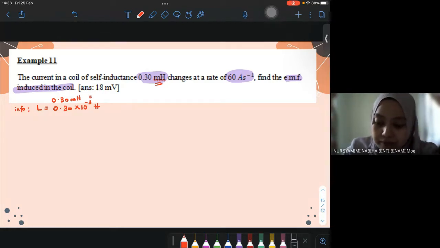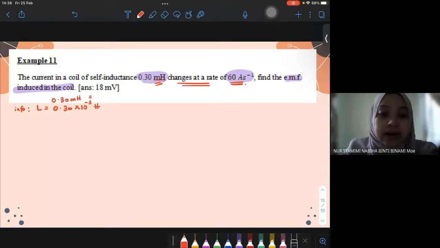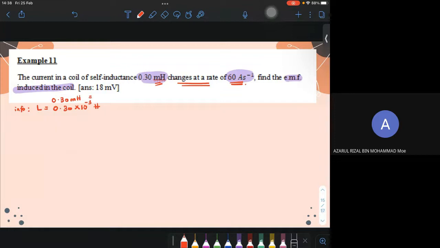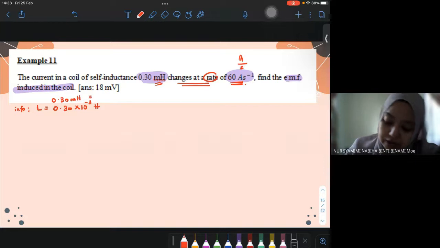Ini nilai apa? Semua nilai apa? Current. Current sahaja ke? Rate apa? Of change of current. Yes, dia ialah rate of change of current. Sebab dia kata rate and you tengok the unit. Current unitnya adalah ampere. Sekarang ampere per second. So it is dI over dt. So 60 ampere per second. Okay. Find the EMF induced in the coil. So dia minta E induced. So this soalan is quite straightforward.